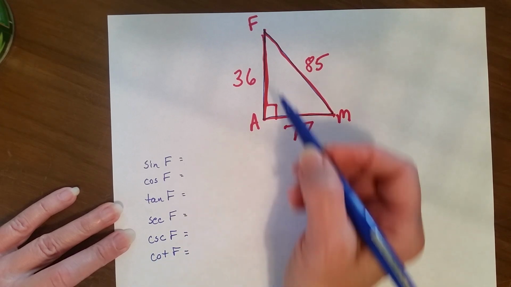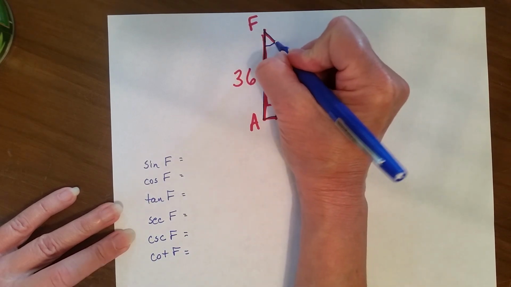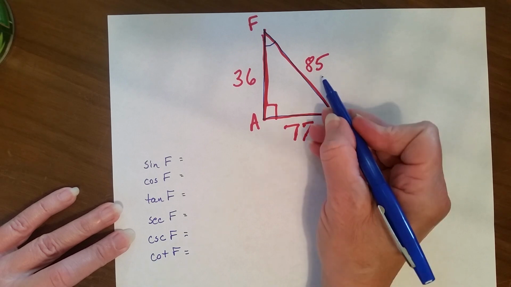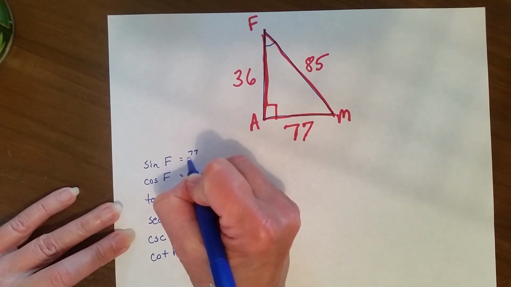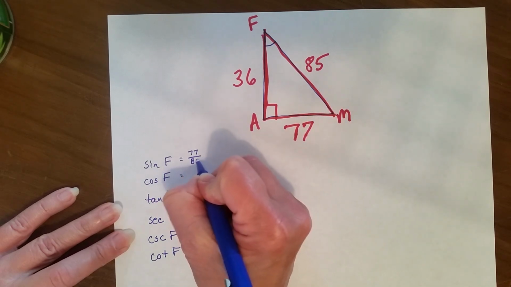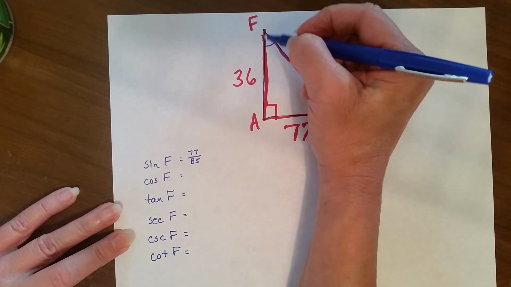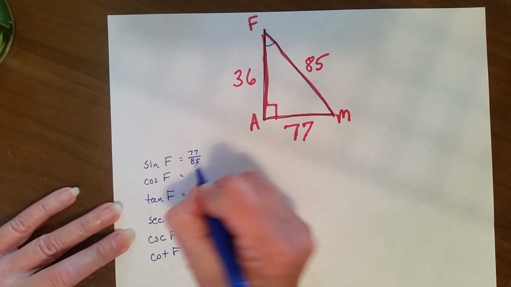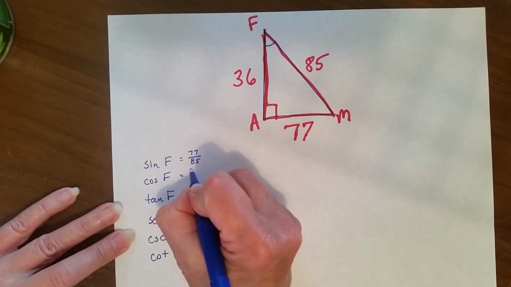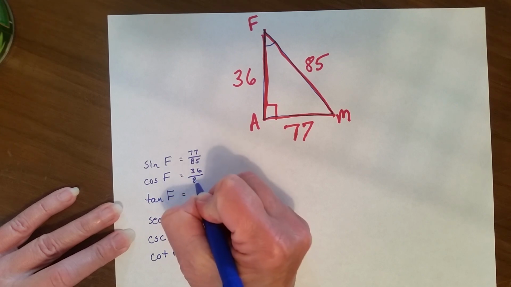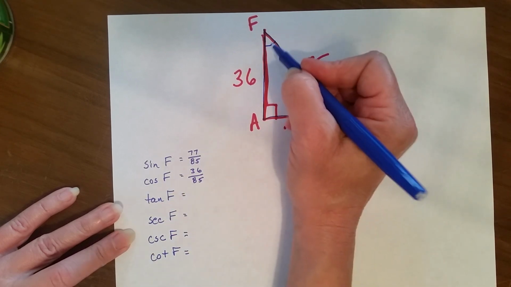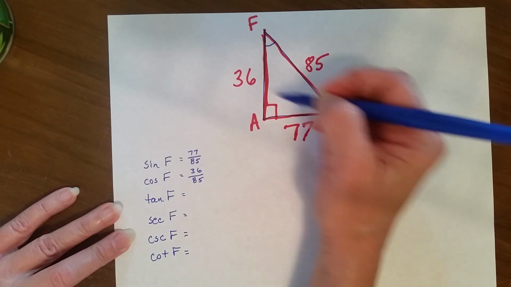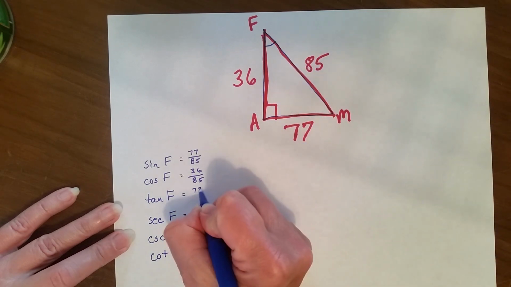Alrighty, so the sine of F, here's angle F. The sine is opposite over hypotenuse, so 77 over 85. The cosine is adjacent over hypotenuse, so 36 over 85. The tangent of F, TOA, opposite over adjacent, is 77 over 36.